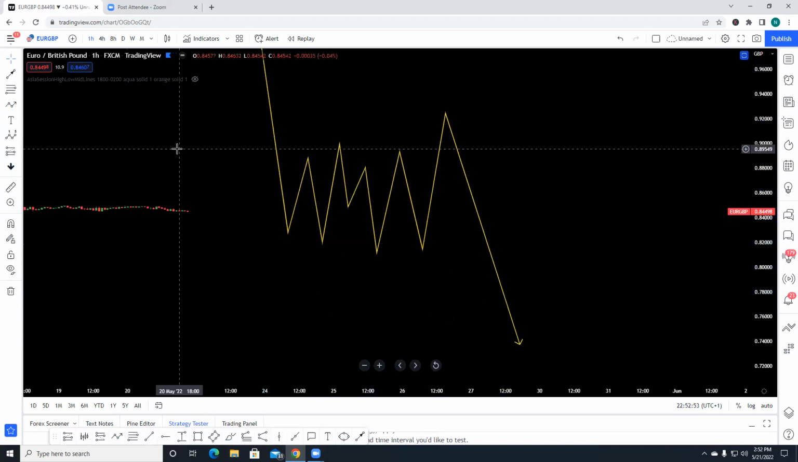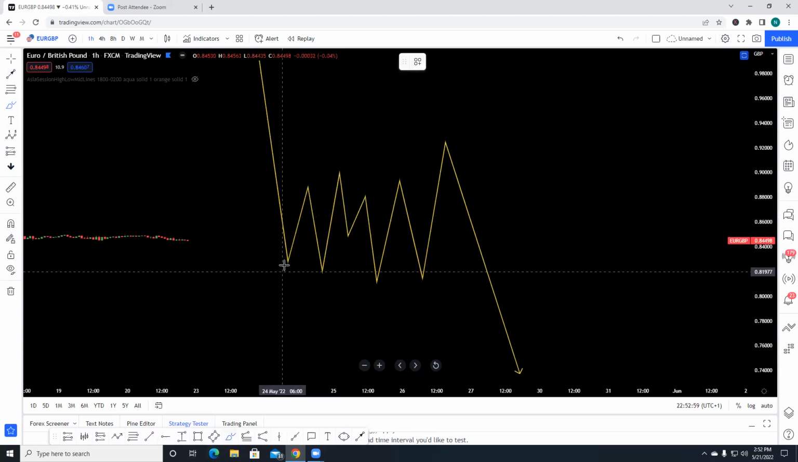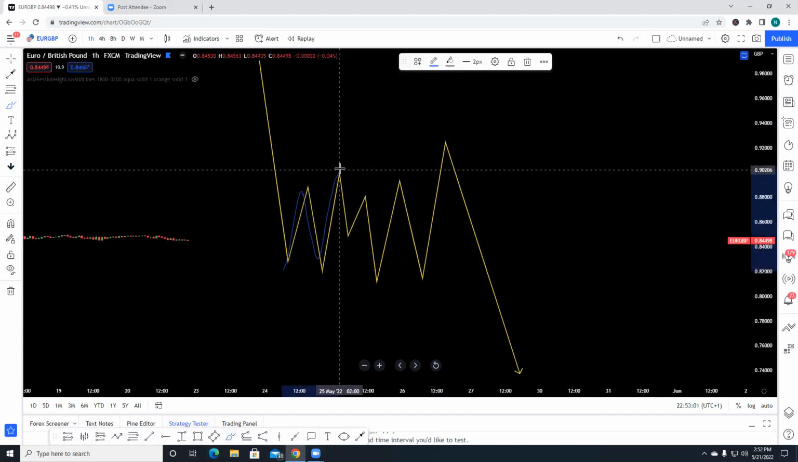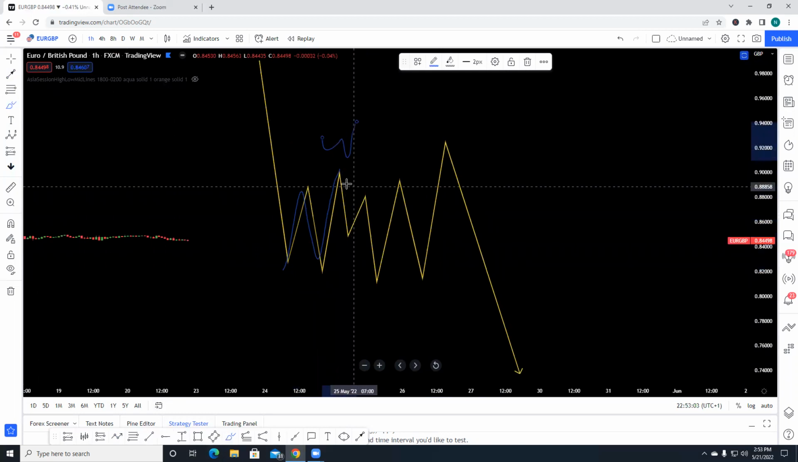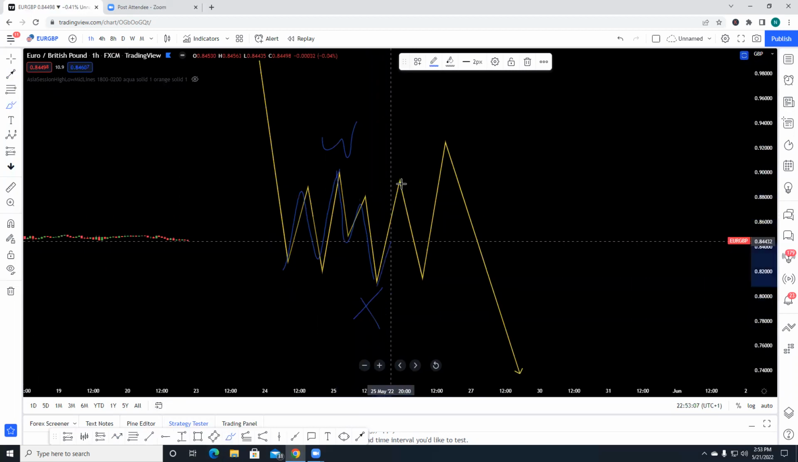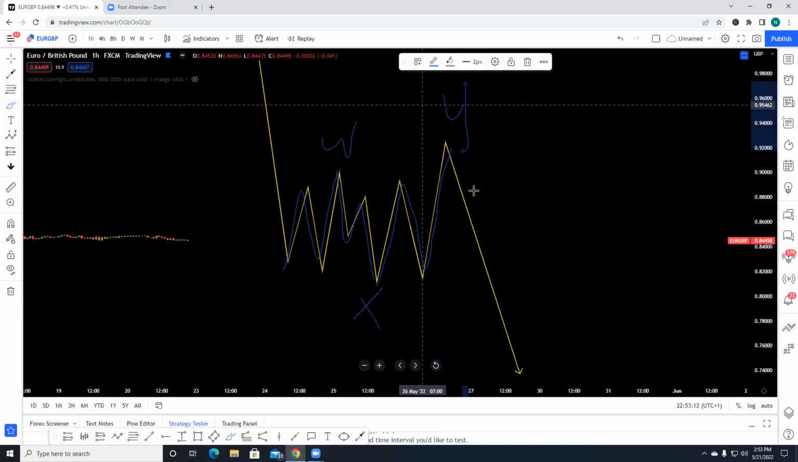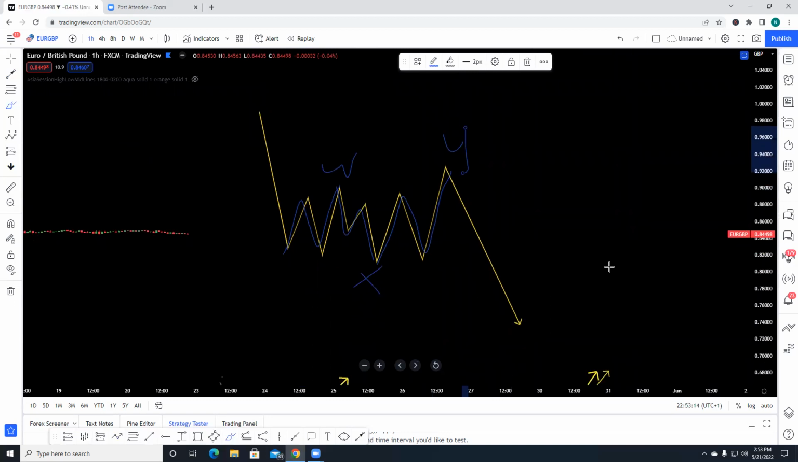So if you have to label it right now, real quick, guys, this will be three waves up, one, two, three, that is W. Then you have one, two, three, that is X. You have one, two, three, expanding flat, that is Y. And then after that, you have a continuation move to the downside.